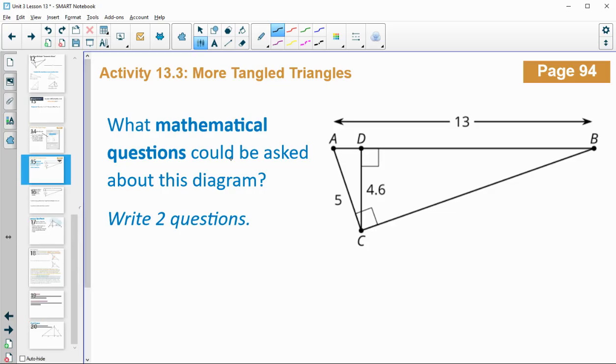Certainly there's a lot of questions to ask here, right? Like, are the 2 triangles similar? What's the length of BC? Could we figure out the length of AD or BD? Is there a way to find the angle measures? All sorts of things you could have asked here.